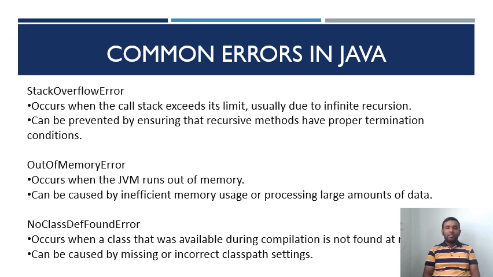Out of memory error occurs when the JVM runs out of memory, and this can be caused by inefficient memory storage or processing large amounts of data. This is the second error, which is out of memory error. The third one is no class def found error. This occurs when a class that was available during compilation is not found at runtime. It can be caused by missing or incorrect classpath settings. These are some of the main common errors in Java. Let us now move on to the next slide.